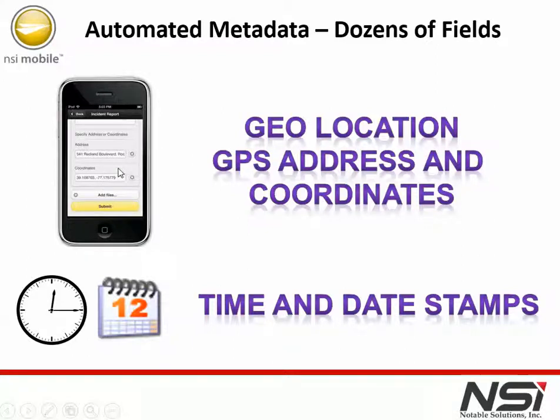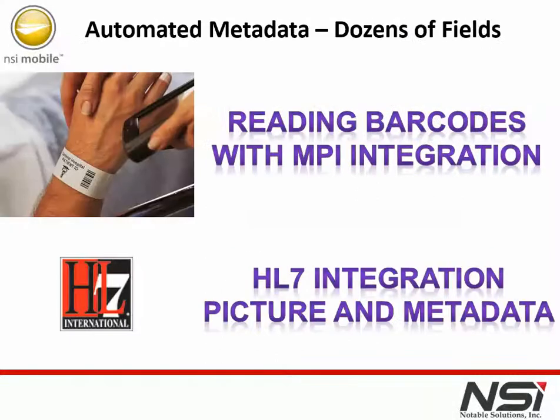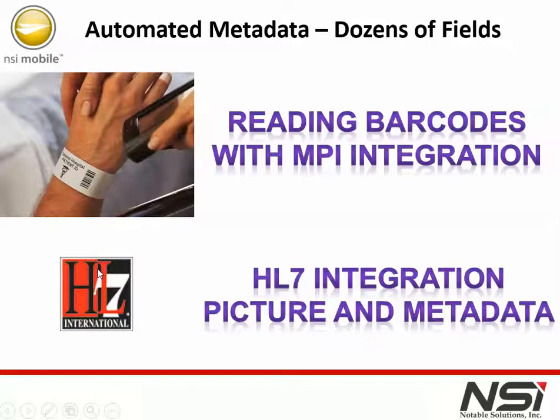The NSI mobile app provides geolocation, physical address and coordinates, time and date stamping, and bidirectional database integration, so they could put in a patient ID and bring back values for that patient. We have signature and note boxes for free-form gathering of information. We can read barcodes, and when it's time to route the information, it can be done using HL7 integration, so we can write a CDA-compliant XML HL7 file that can be used to route to an electronic health record.